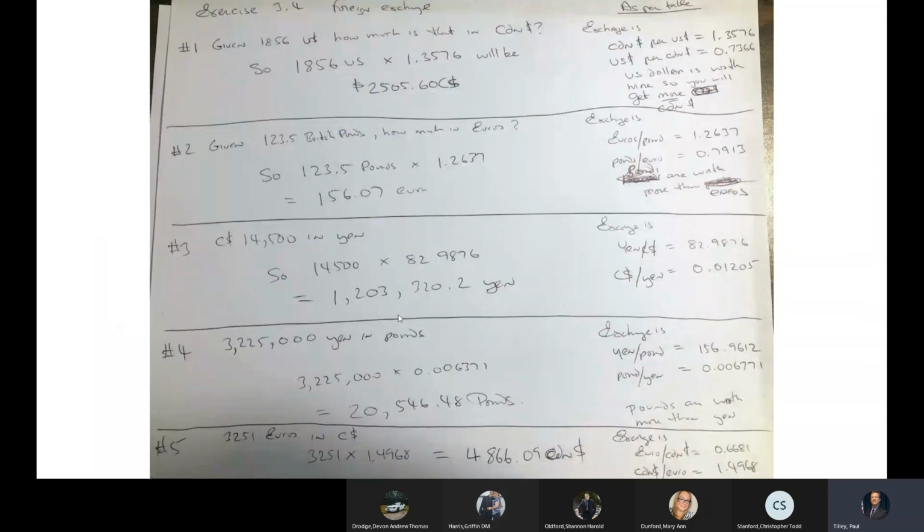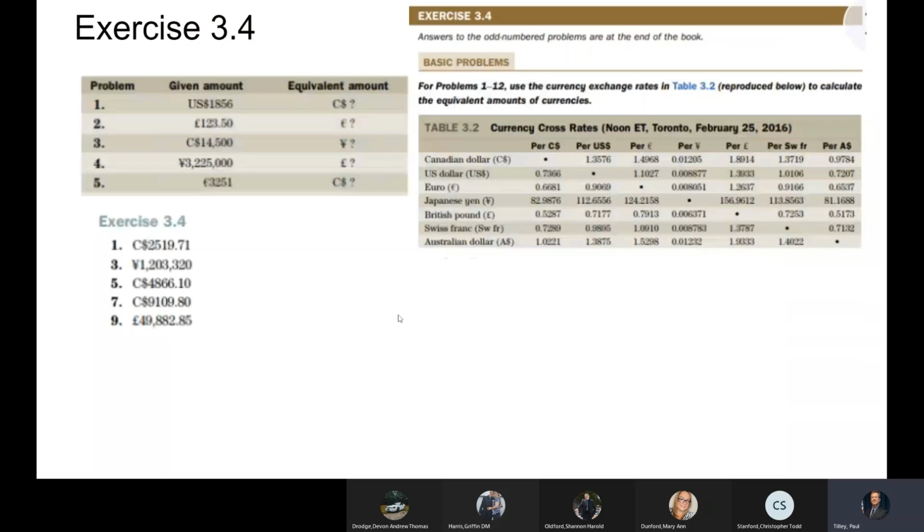Let's look at number 4. We got 3,225,000 yen. We ask, how many pounds is that? Well, yen to pounds. So Japanese yen to pounds, per pound, there's 156 Japanese yen, 156.9612 exactly, yen per pound.